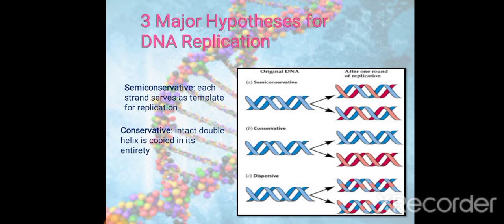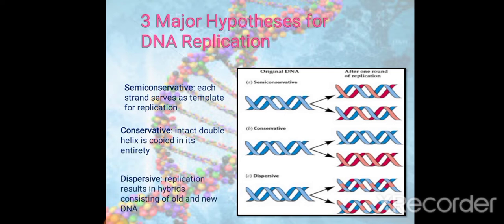The second one is the conservative mode of DNA replication. According to this mode, the intact DNA double helix is copied, meaning there is no separation of the DNA molecule. The complete DNA molecule directly acts as the template, and when two DNA molecules are synthesized, one of them is completely the parental molecule, and the other is the completely new DNA molecule.